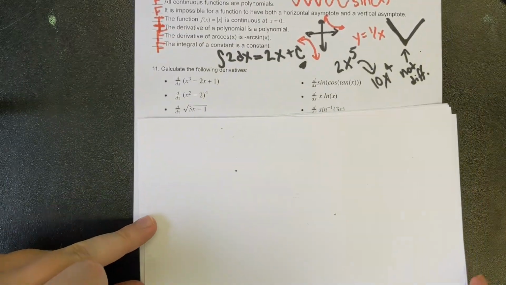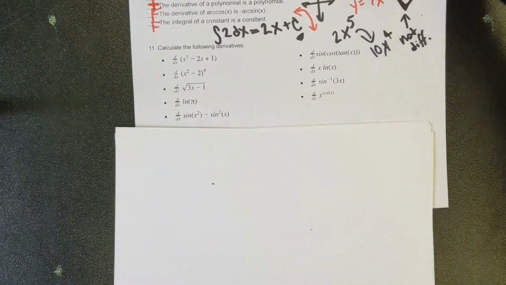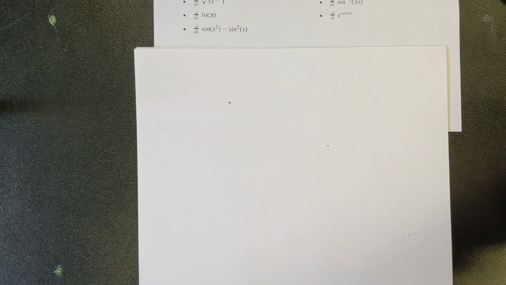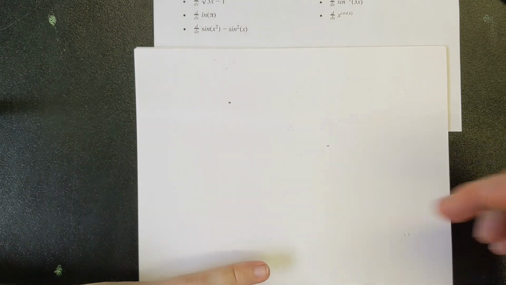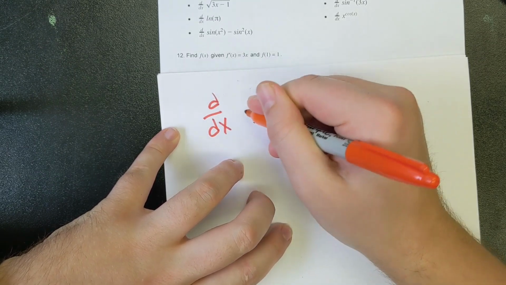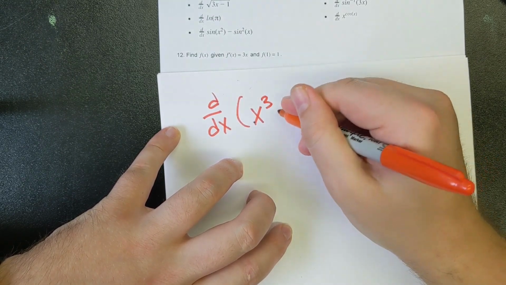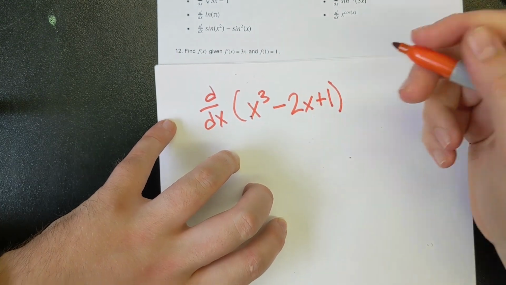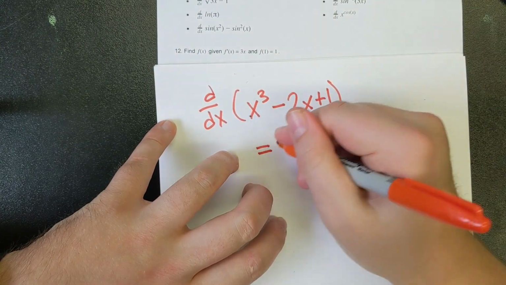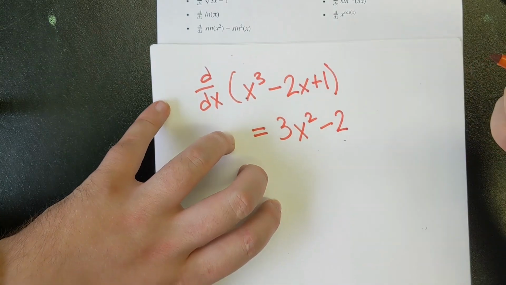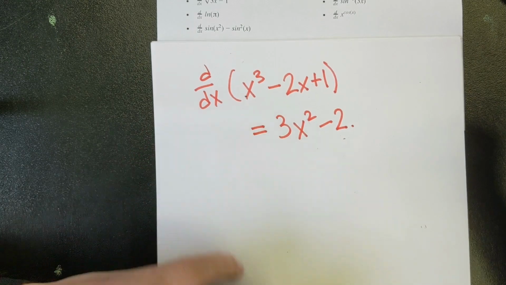So I'm just going to go through and rapidly calculate them and see if we can knock this out pretty quick. So first we have the derivative of x cubed minus 2x plus 1. And this is going to come out to be 3x squared minus 2. So there we go. That was simple.